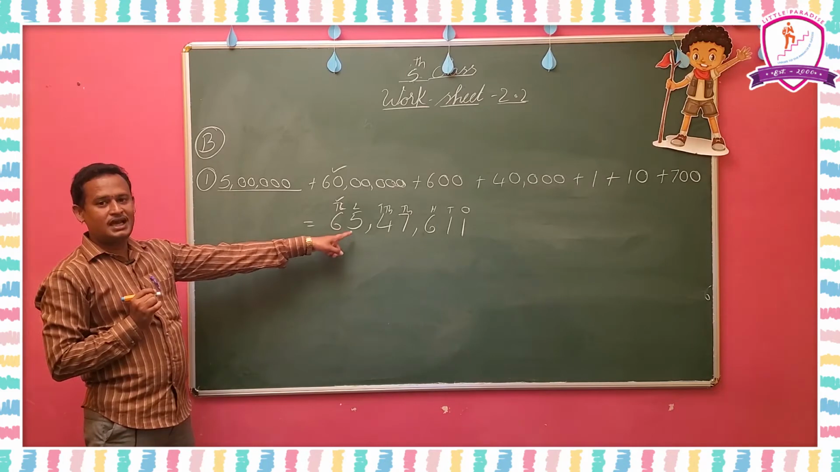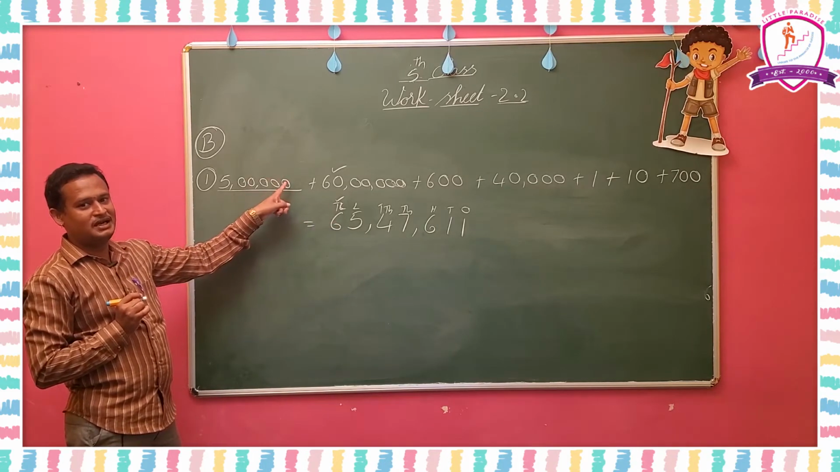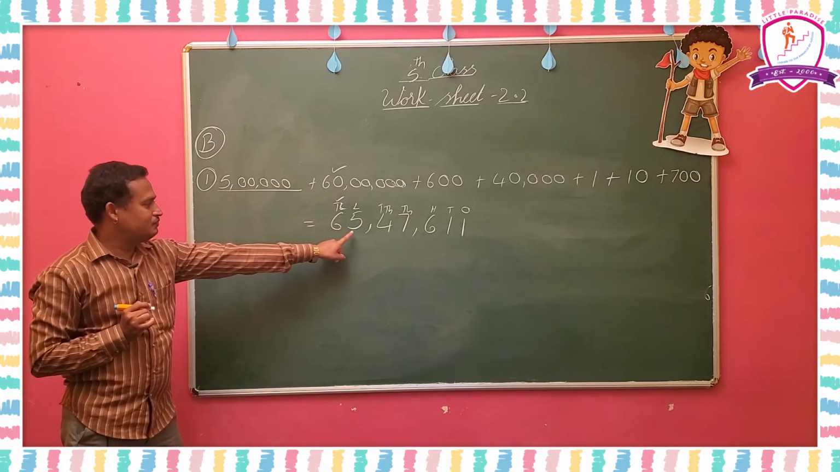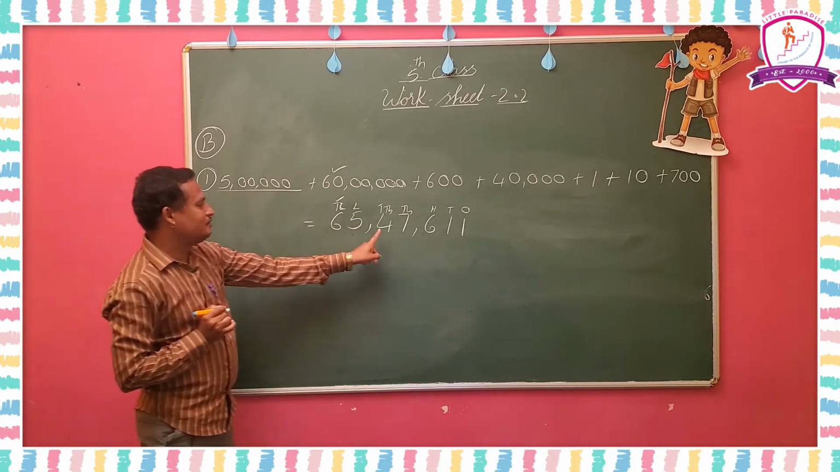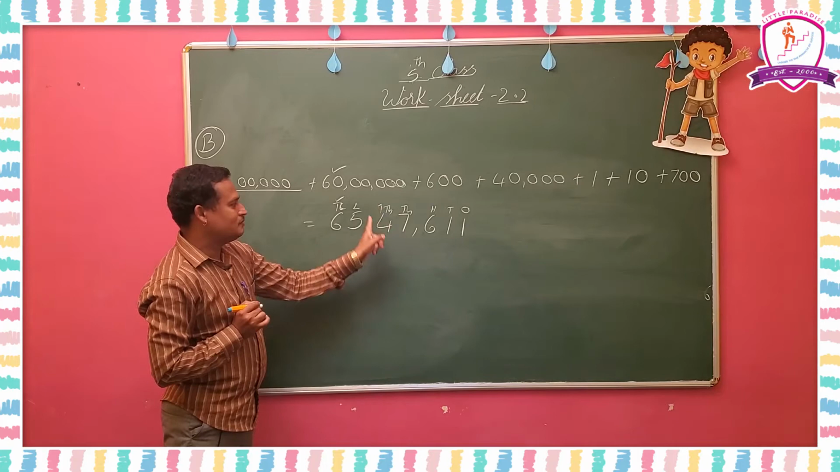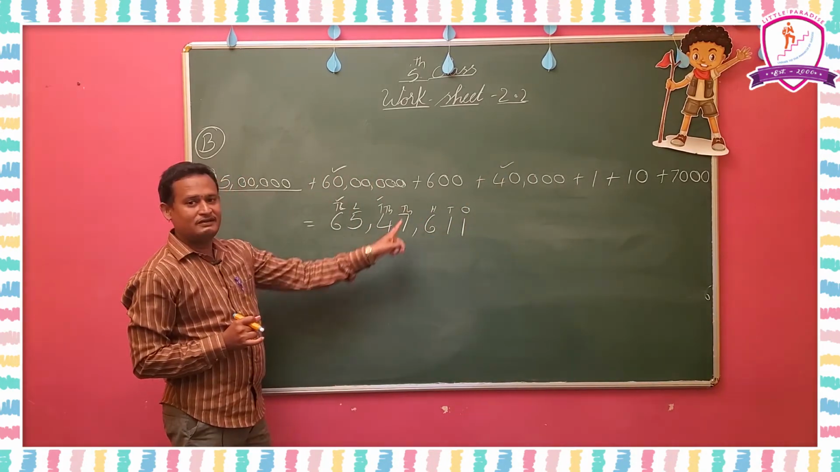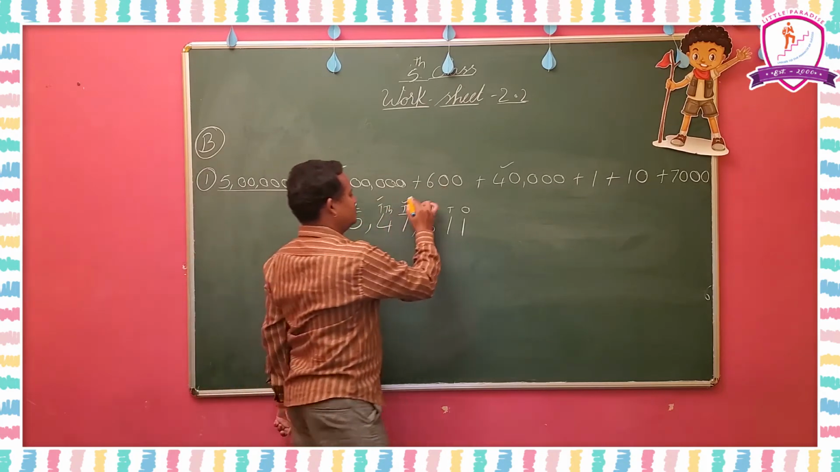So, whichever place value is not there in the given expanded form, that place you have to fill. Understood? Here, the 5 place value is not there. Observe the remaining places. 4 in the 10,000 place, 40,000 is there. 7 in the thousands place, 7,000 is there here.